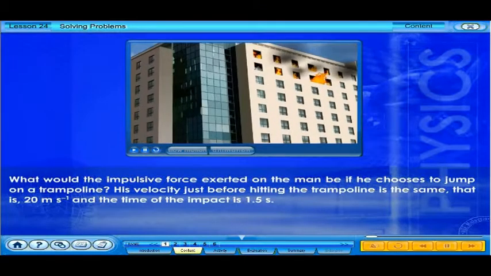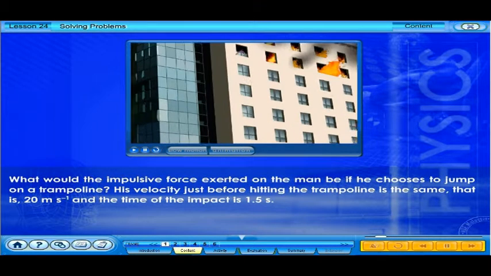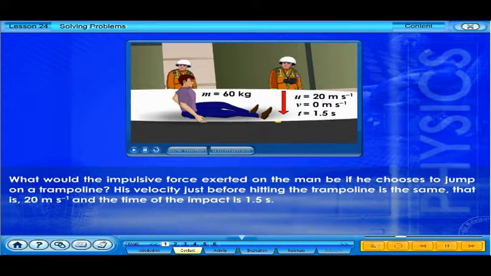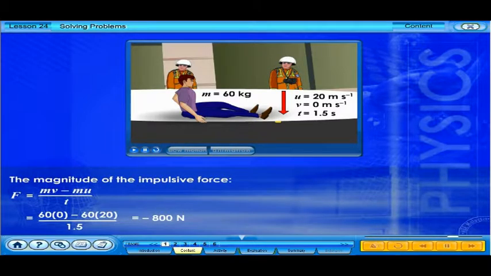What would the impulsive force exerted on the man be if he chooses to jump on a trampoline? His velocity just before hitting the trampoline is the same, that is, 20 meters per second, and the time of the impact is 1.5 seconds. The impulsive force exerted if the man chooses to jump on the trampoline is 800 newtons.